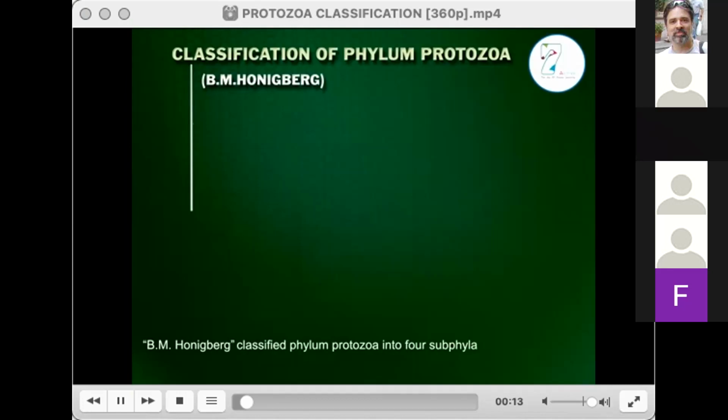Zoomastigophora. It is derived from the Greek words zoon, meaning animal, mastix, meaning whip, and phorus, meaning bearing. As the name indicates, chloroplasts are absent. Hence, these are mostly parasitic in nature. Reserve food is glycogen or volutin. Examples: Trichomonas, Trichonympha, Trypanosoma.